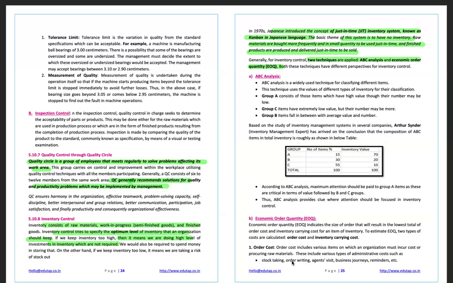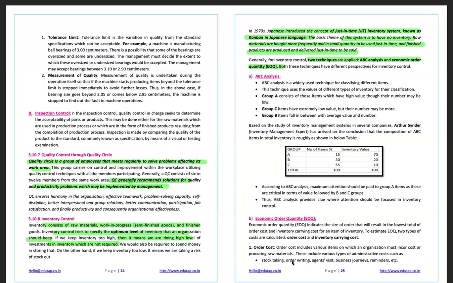Inventory control. Inventory consists of raw materials, work in progress, and finished goods. It tries to specify the optimum level of inventory that an organization should keep. If we keep inventory too high, then it means we are making a high level of investment in inventory which is not required. We would also be required to spend money in storing that. On the other hand, if we keep inventory too low, it means that we are taking a risk of stock out.